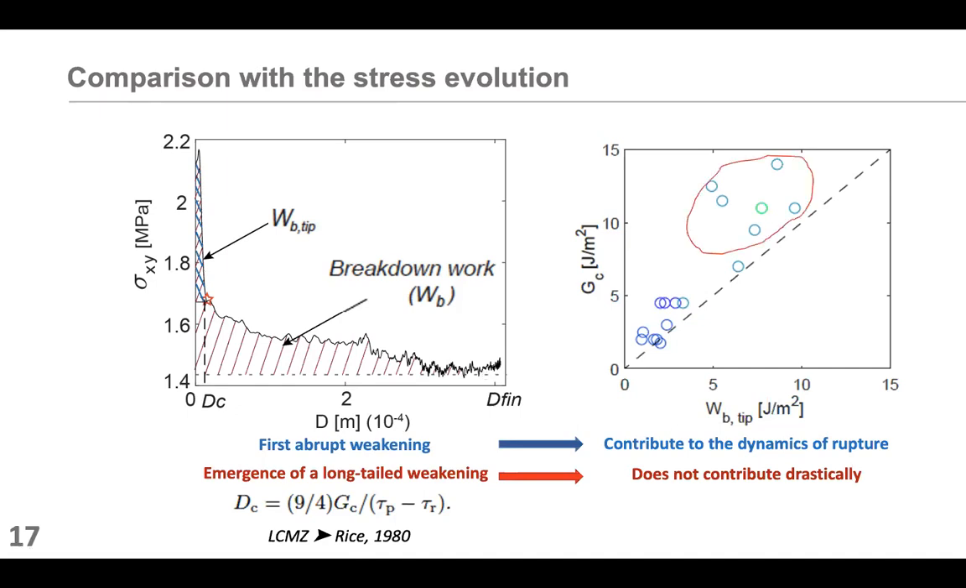Only for a few events does it look like the energy release rate at the rupture tip is larger than the near-tip breakdown work. So only for a few events, maybe part of the dynamics of the crack is controlled by the long-tail weakening. But anyway, for each event, the energy release rate remains much smaller than the complete breakdown work. So it means that we don't see any case in our experiments where the complete breakdown work controls the entire dynamics at the rupture tip.